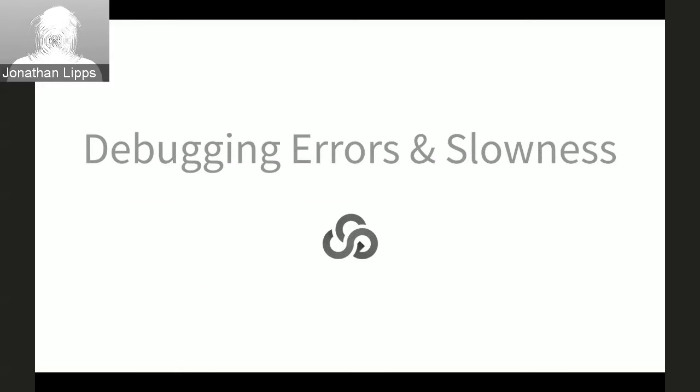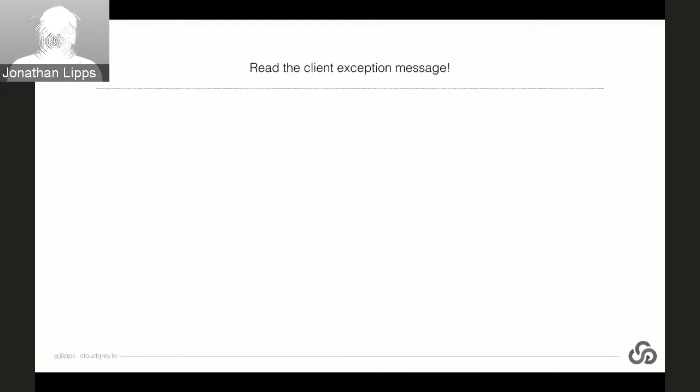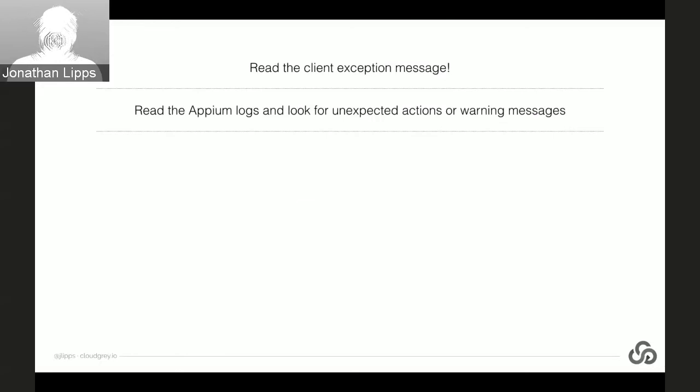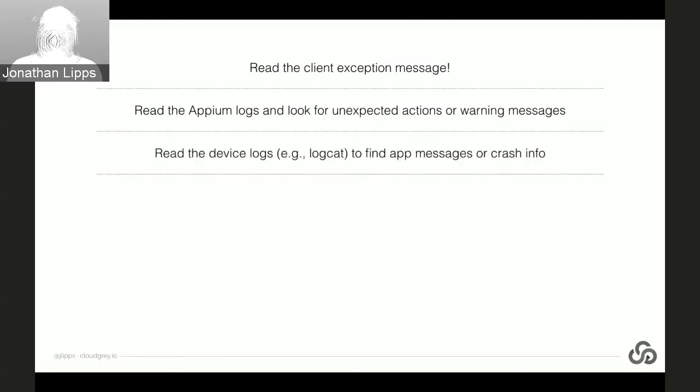I would have liked to spend more time talking about debugging particular errors and slowness. Here's the flow that I go through whenever I'm trying to debug. First, I read the client exception message. Then I read the Appium logs themselves. Then if I can't find any problems there, I read the device logs, like logcat on Android, in order to find if there were any messages from my app or any crash info. Oftentimes, that's really where some problems happen.